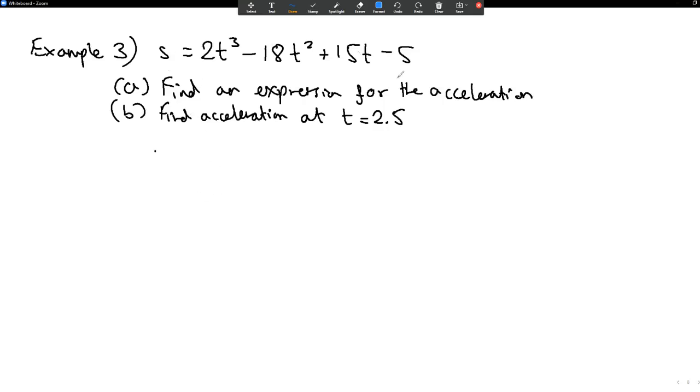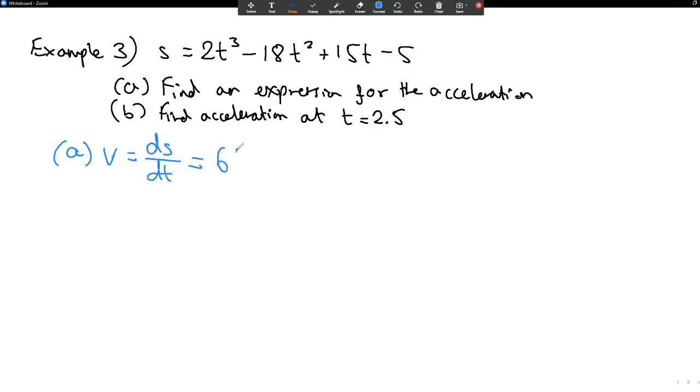Now again, imagine all of that writing was still here for this next example. So now we have this new equation which denotes the displacement. And now it says find the expression for the acceleration. Okay. Well, let's do the same thing. We can figure out the velocity by differentiating this function.